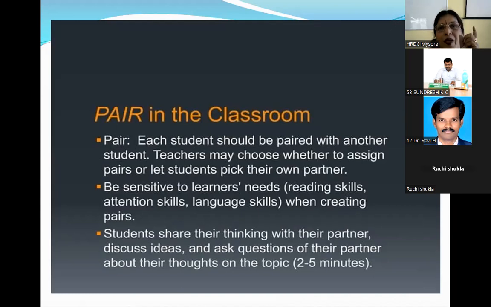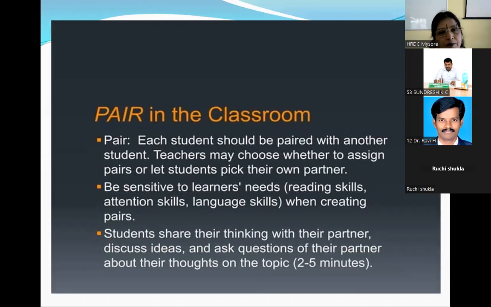So when we pair them, we should see that transfer of learning takes place. Students share their thinking with their partners, discuss ideas, and ask questions of their partners about that particular topic. So this is for 2 or 5 minutes, where they pair, they exchange their views, they interact with each other. So here my perspective is put across, and the person who is paired with me also puts in his or her perspective. So we discuss and we come to a conclusion.